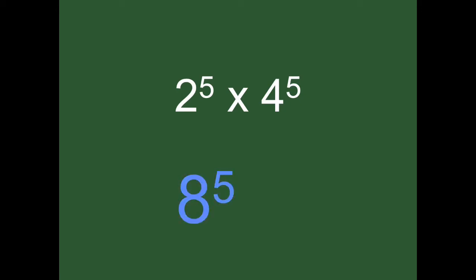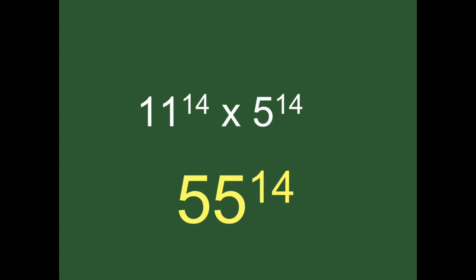In our next example, we're going to see that the exponents are both 14. This means we can multiply 11 times 5, that's 55. Leave that now as our base, and the exponent remains the same. We leave that at 14, and our final answer, 55 to the 14th power.